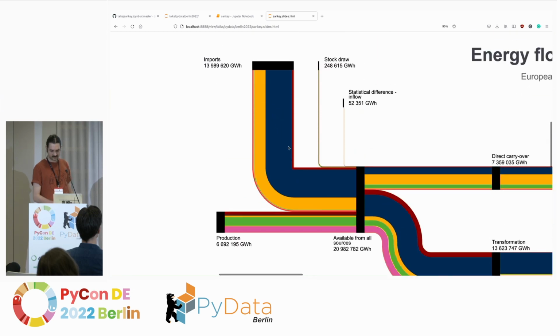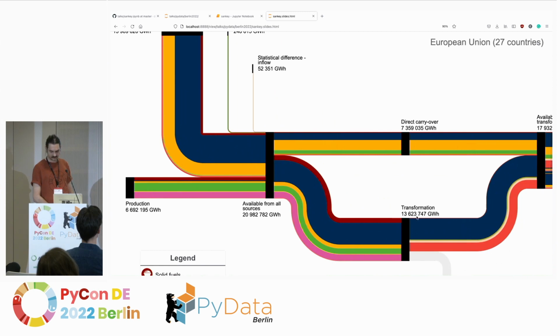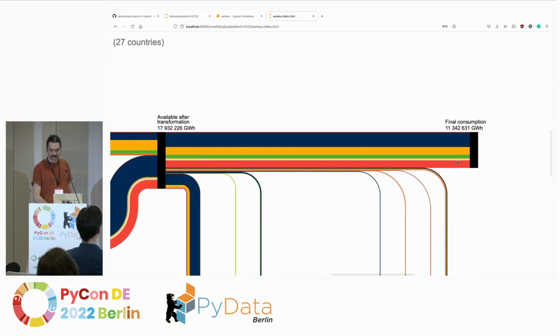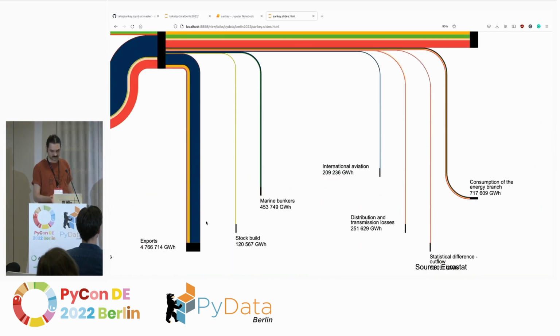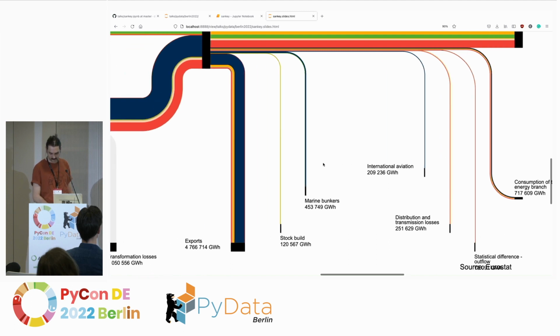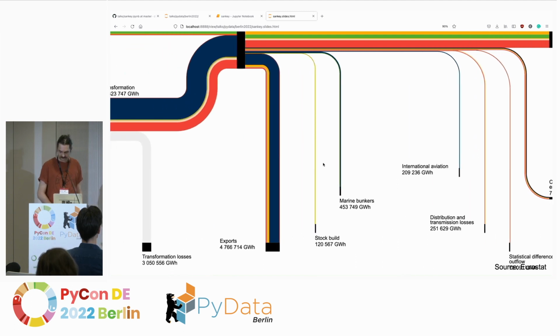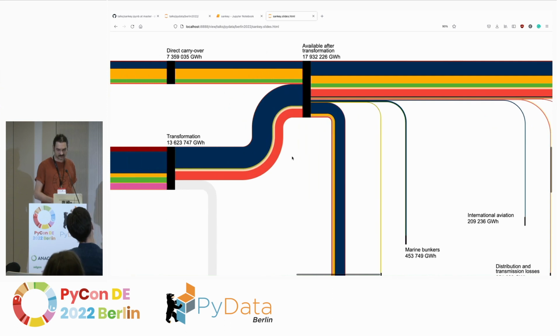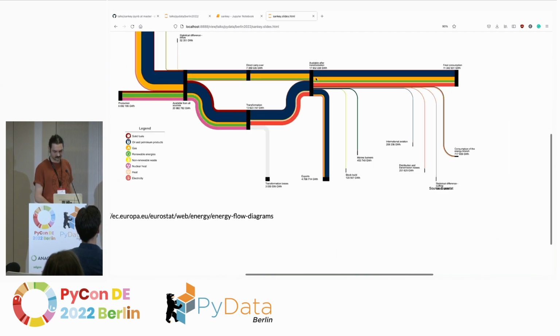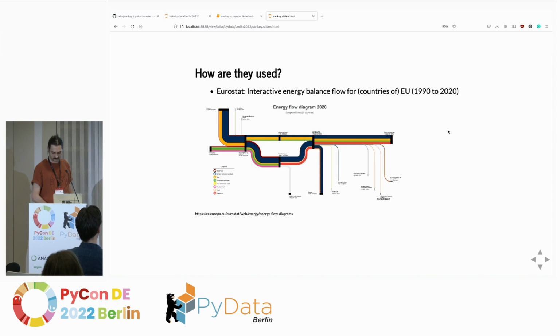You see different steps along the process from production and import. They have some transformation here, and in the end you have consumption, exports, and some waste in the process. I guess that's quite important to see. You have different steps and different categories, and with those flows you can see the distribution of those categories at a certain moment in that process.